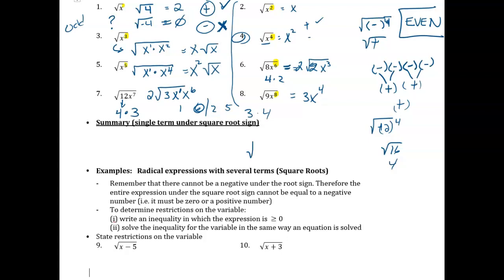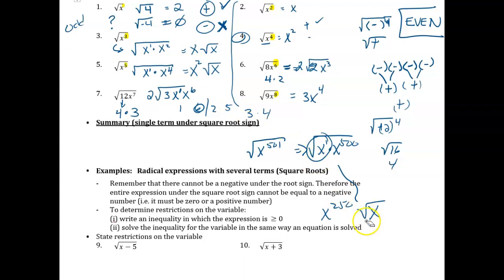So if you had x to the power of 501, that's a big odd number. Well, you would write it as x to the 1 and x to the 500. Can't do the square root of x to the 1. Let me go down here. That's just going to be root x. But x to the 500, you always go half. X to the 250.